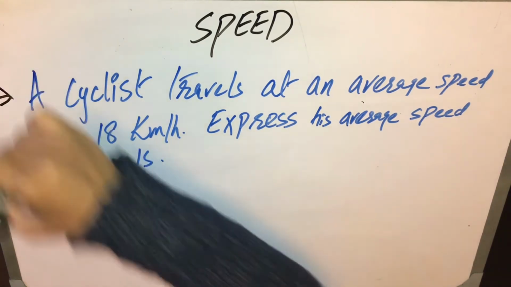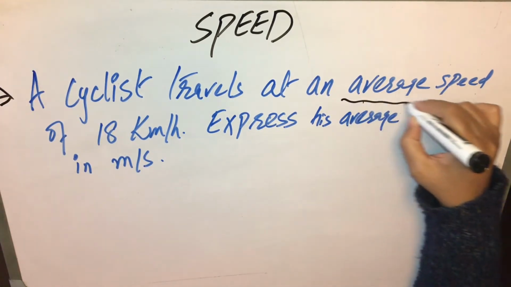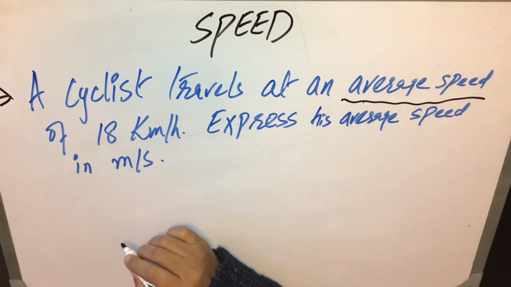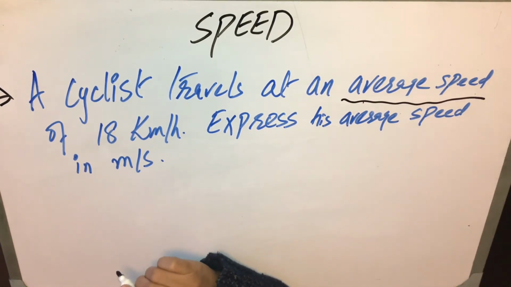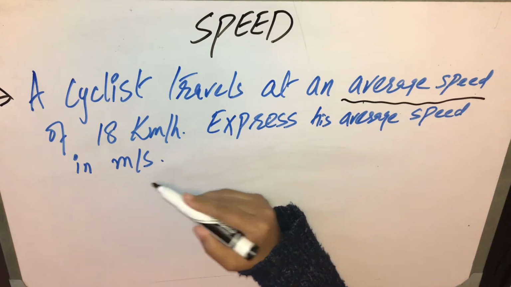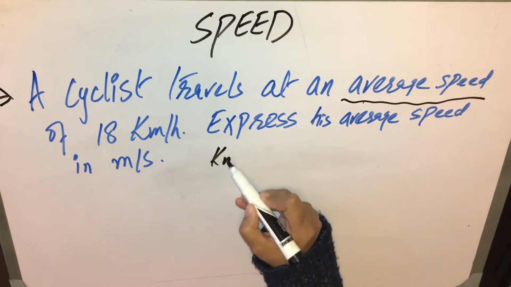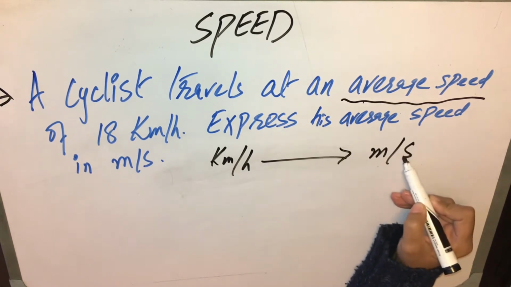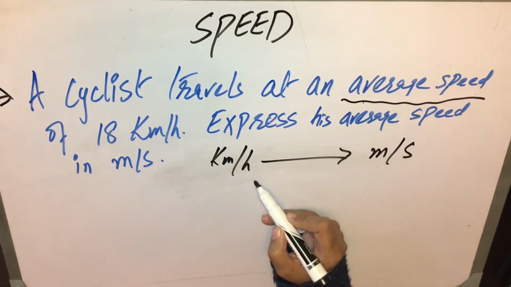Okay, the next target for today. A cyclist travels at an average speed of 18 km per hour. We have to express his average speed in meter per second. So when we have the speed in kilometer per hour and we have to convert it into meter per second, it means we are going to the smaller units. When we go to the smaller units, we multiply.